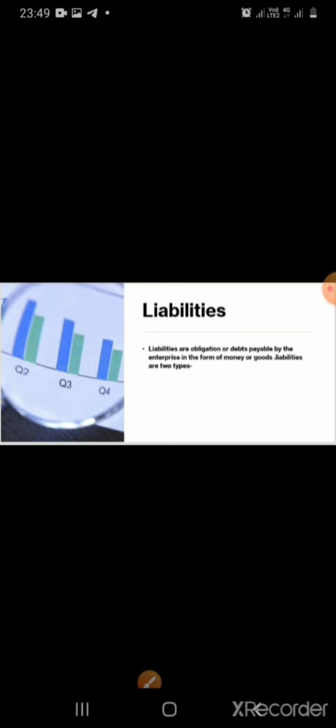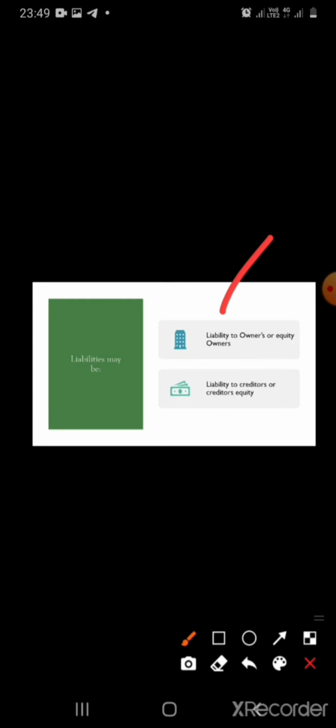Liabilities are further classified into two types. Liability to owners, which is also called owners' equity. Liability to creditors, otherwise called creditors' equity. These are the main two basic classifications of liabilities. Based on these three basic terms, we can form the accounting equation.